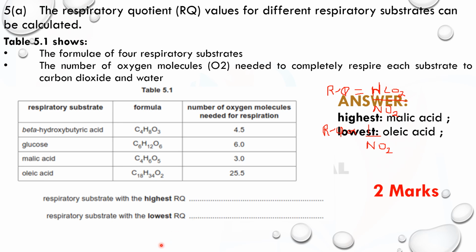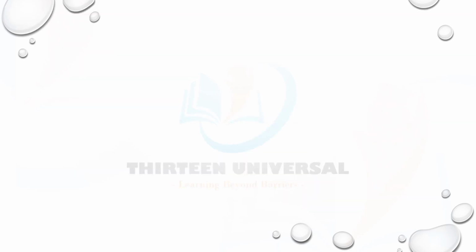Oleic, linoleic. Yes, so you see that, guys. Let me clean this up. You can pause the video and watch it again and share this. So the highest is malic, the lowest is oleic acid. Just 2 marks. All right, let's quickly run to the next question.